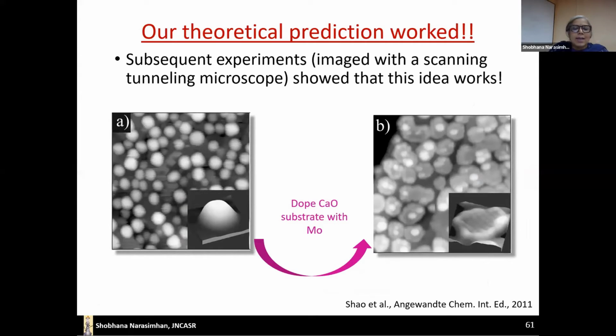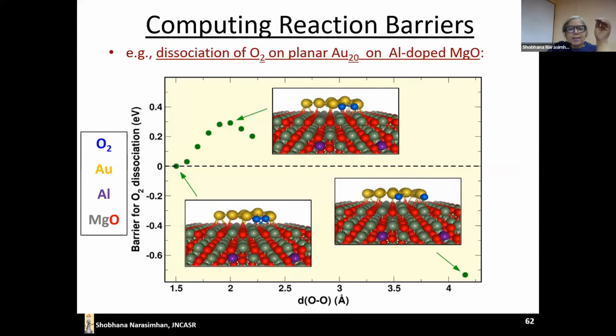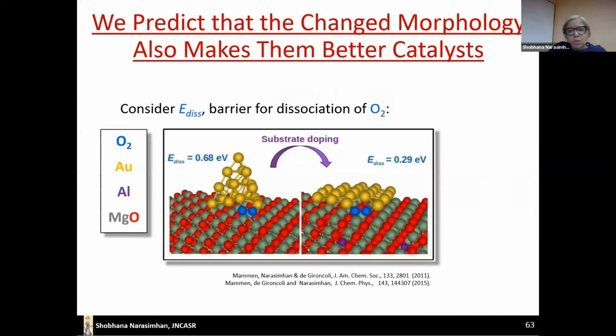On the left, there's an STM image of nanoparticles on undoped oxide. On the right, it's an STM image on a doped oxide. You see the shape has changed from a clumped up nanoparticle to a flat nanoparticle. Then we calculated the reaction barrier for oxygen dissociation on these flat nanoparticles, and we have shown that indeed the activation barrier for this oxygen dissociation is reduced. So we have made it a better catalyst.